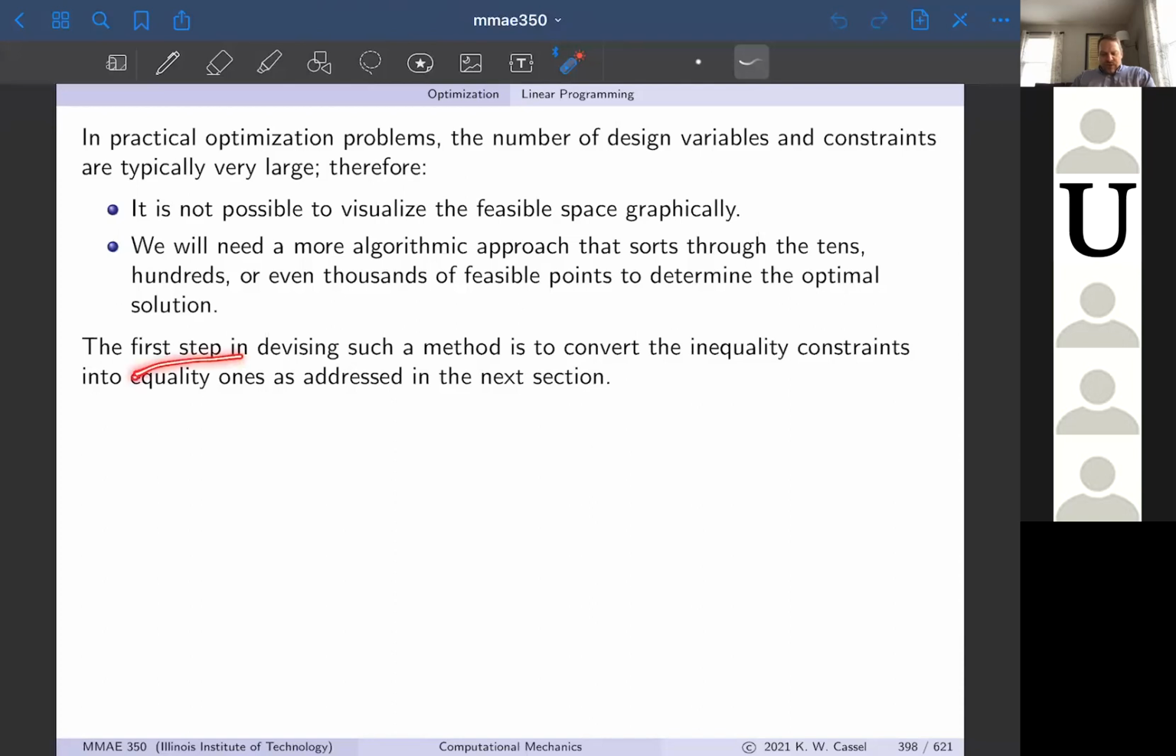So the first step, which I mentioned on Tuesday, was we need to turn our inequality constraints into equality constraints.